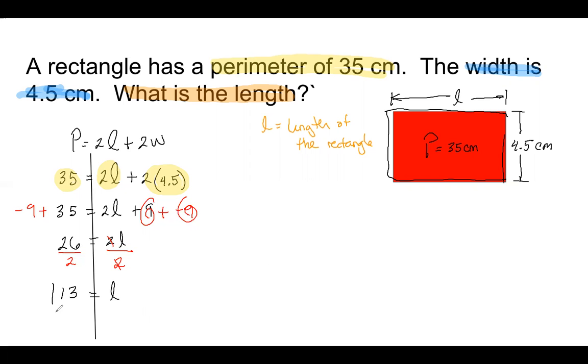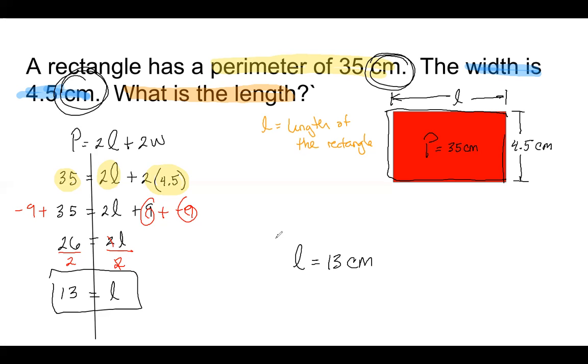So there's my answer. L equals 13, but 13 what? I want to write it with units. Well, my variable says it's the length of the rectangle. So it's going to be inches or feet or miles. But here I can see that all of my units are in centimeters. So length is going to be 13 centimeters. And that's my answer.